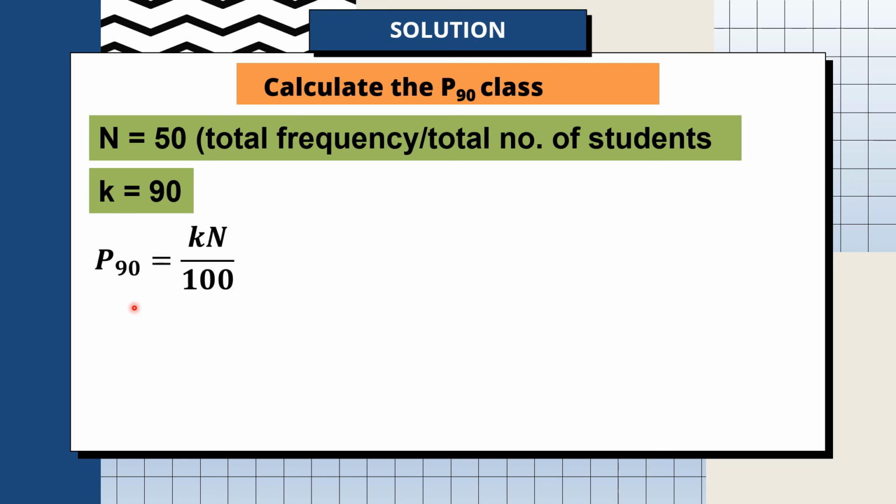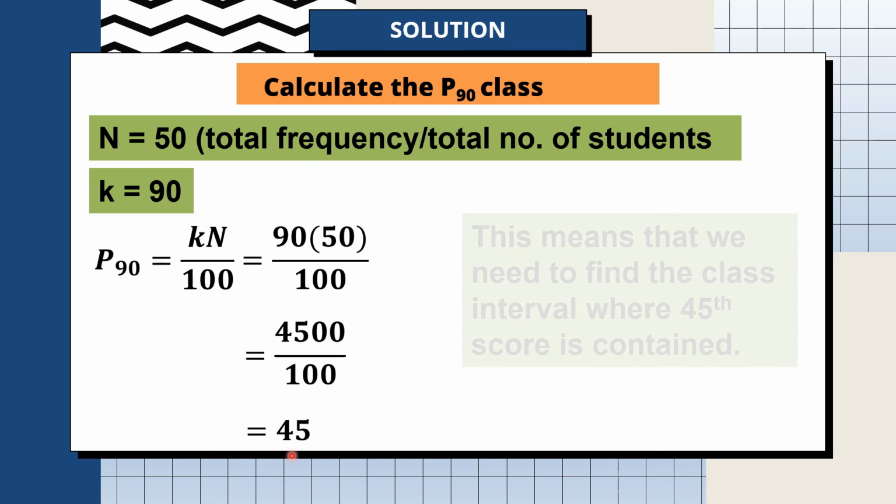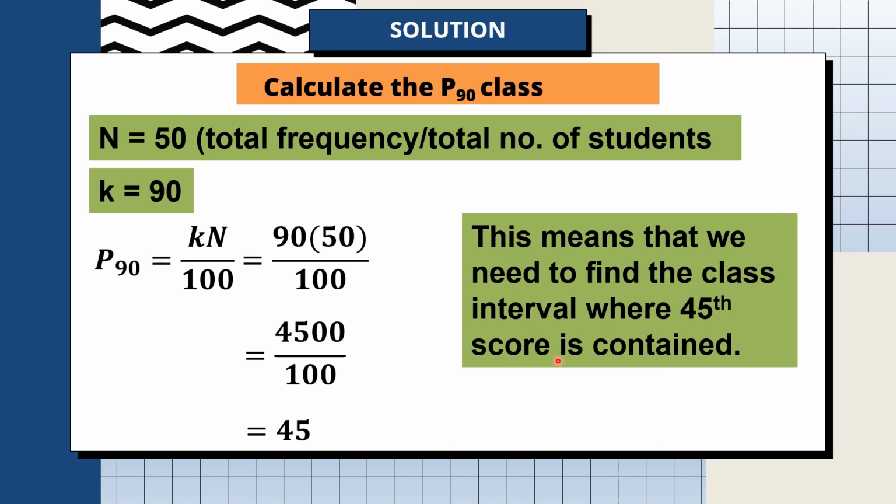And then, using the formula, P sub 90 is equal to kn over 100. So, yung value ng k natin is 90, and n natin is 50. So, 90 times 50 is equal to 4,500, divided by 100 is equal to 45. So, it means yung pang 45 na score naman ang kailangan nating hanapin para ma-locate natin yung ating class interval na kailanganin natin.